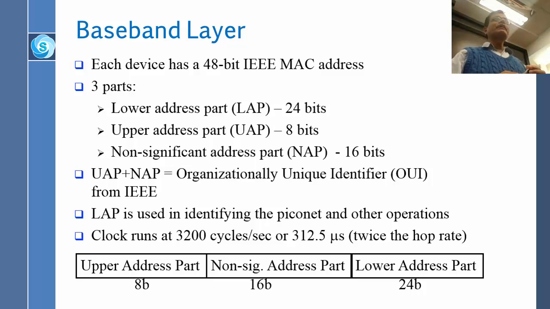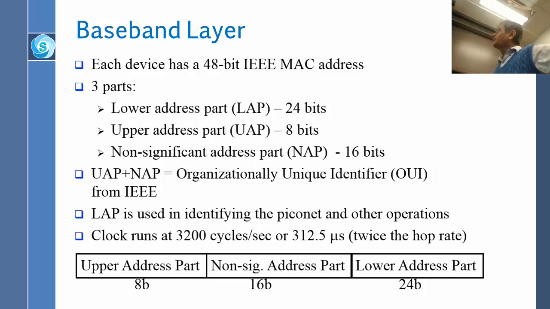Anybody remember OUI? OUI is the organizationally unique identifier that tells you who made that device. So this 24 bits is exactly that: the OUI plus the 2 bits there. And this is really the device's address for that manufacturer, and this is what is used. This is called the lower address part, LAP. This is the NAP and this is the UAP.